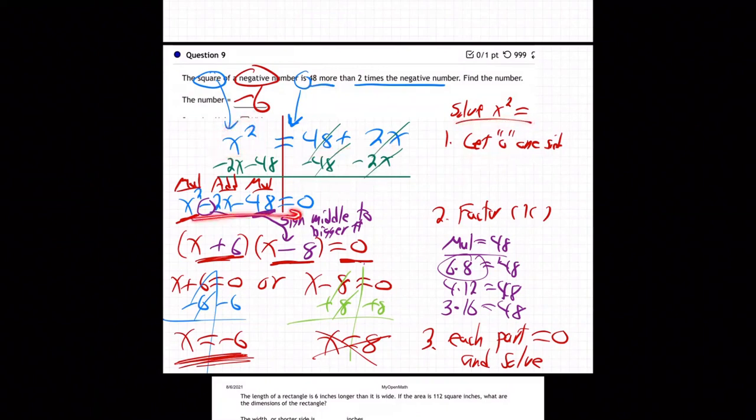We got a 0. Then we factor, multiply, add, multiply. The 2 parentheses, numbers that multiply to be 48, 6 and 8. Sign in the middle goes on the bigger, minus 8 plus 6. Then set each one equal to 0 and solve. Then negative 6 is our answer, because it's got to be negative. There we go.